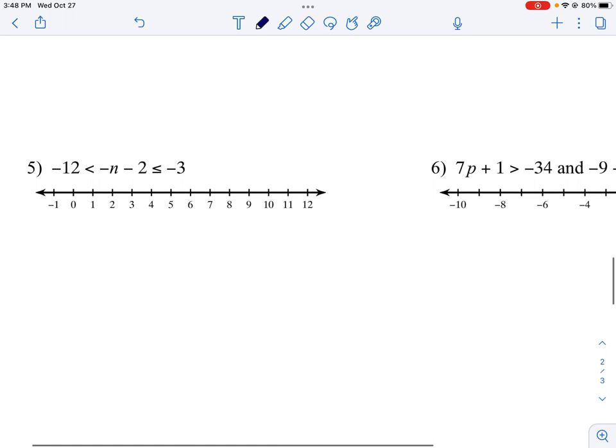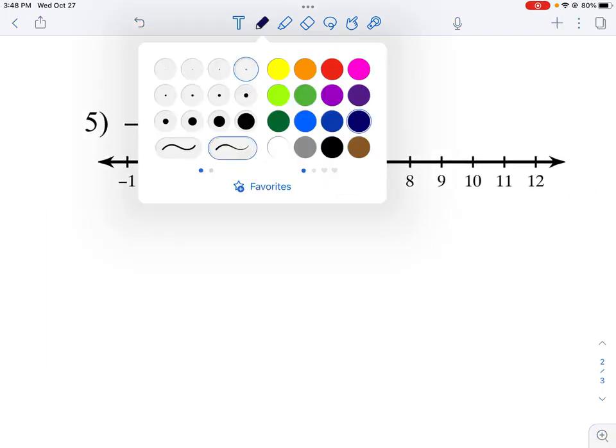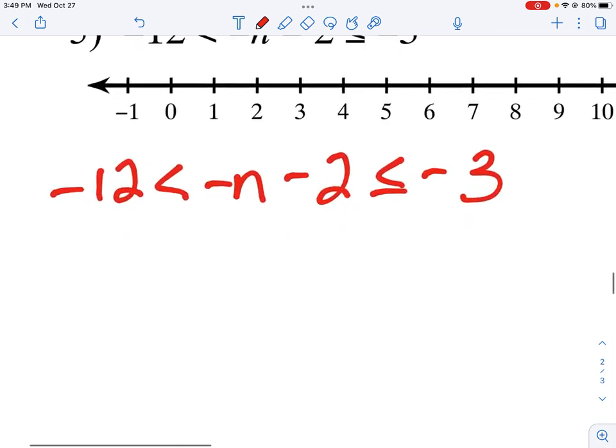All right, now we're throwing in 2 steps. So that was 1 step in the middle. Now we're going to have 2 steps there. So not much is different, guys, with the 2 steps. Okay, so we're now going to go ahead and rewrite this. So negative 12 is less than negative n minus 2, which is less than or equal to negative 3. I'm going to do it both ways where we can actually separate them too, so you guys can see this for those of you that struggle.